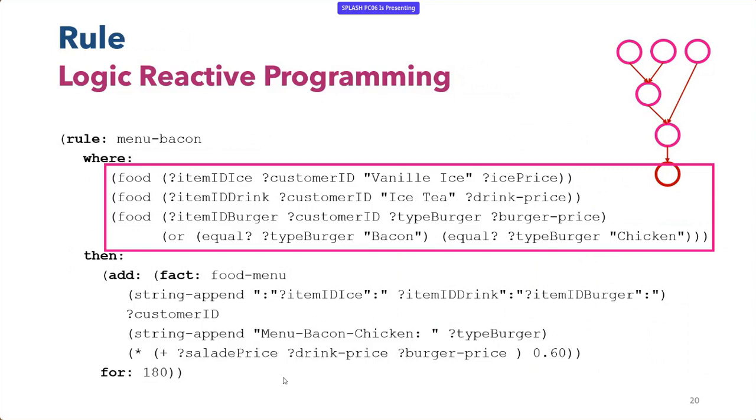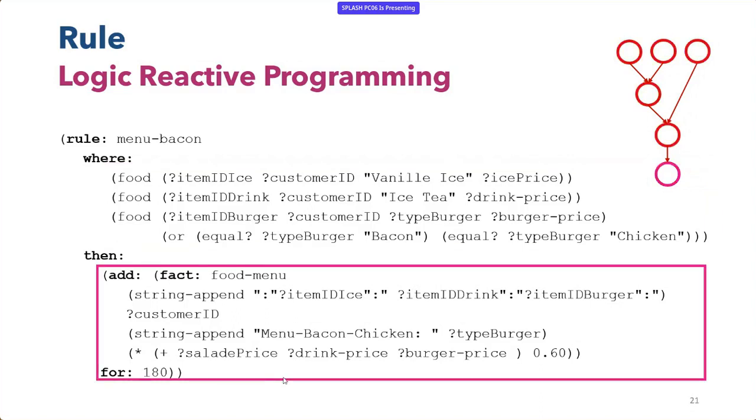So first, in the where part, you can define a pattern, and a pattern consists of multiple event patterns. And because logic events in FLOREnce consist of an identifier and multiple arguments, you can specify them here, which in this case is a food identifier and 4 arguments. And optionally, you can also add constraints on these arguments, such as here where type burger needs to be of type bacon or of type chicken. And in this case, you have trees of these events that need to occur before the then part is executed.